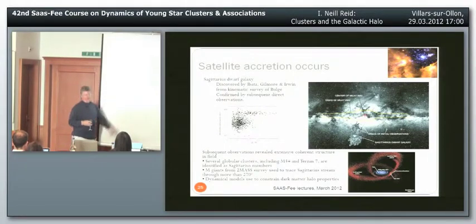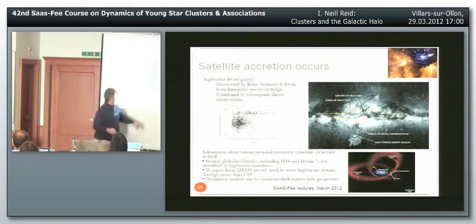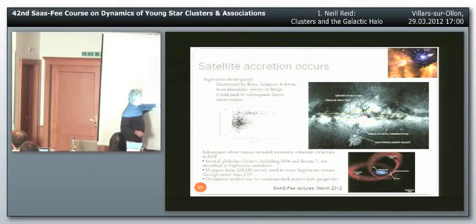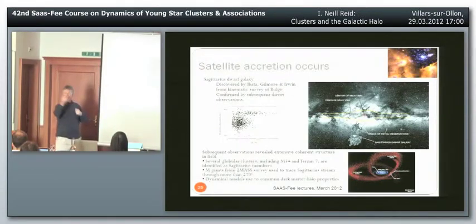And M giants trace the path of Sagittarius. It's left debris all around the Milky Way, and you can trace that path with things like M giants. Kathryn Johnston in particular has put together some remarkable models that show, so here's the Milky Way. This is the debris that Sagittarius has left behind it or ejected in front of it as it's being swallowed by the Milky Way. So satellite accretion certainly happens.